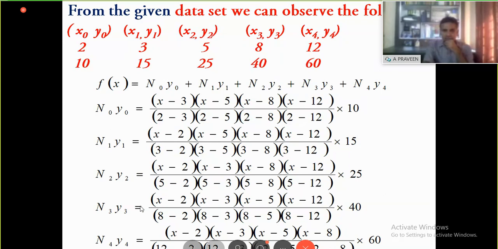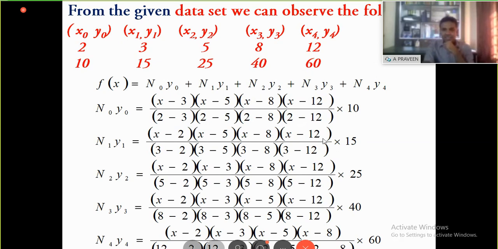Same for n3: x minus x0, x minus x1, x minus x2, and x minus x4; x minus x3 is not there. The corresponding denominator is x3 minus x0, x3 minus x1, x3 minus x2, x3 minus x4, where x3 is 8, multiplied by y3, which is 40. Coming to n4 into y4, you get x minus x0, x minus x1, x minus x2, x minus x3. For x4, you have x4 minus x0, x4 minus x1, x4 minus x2, x4 minus x3, multiplied by y4, that is 60.